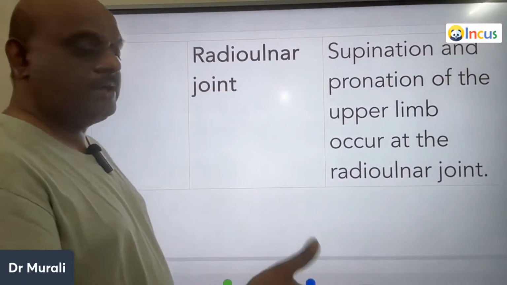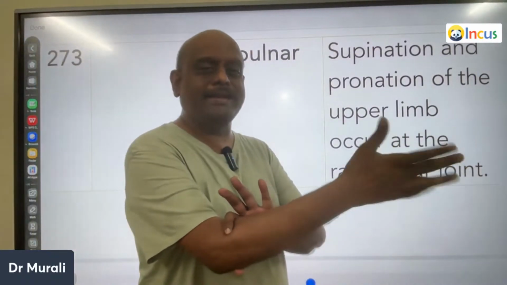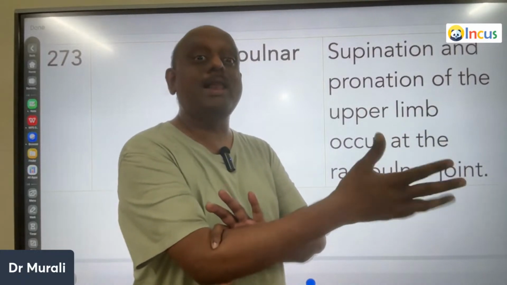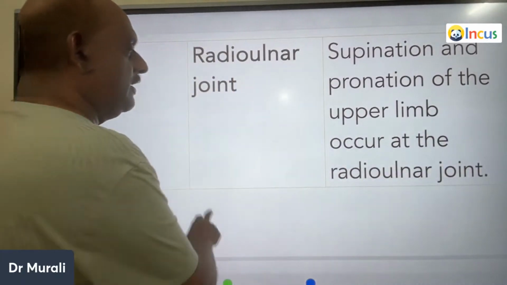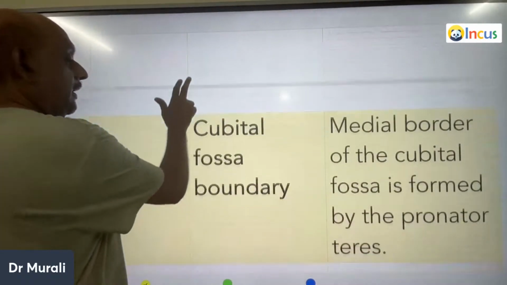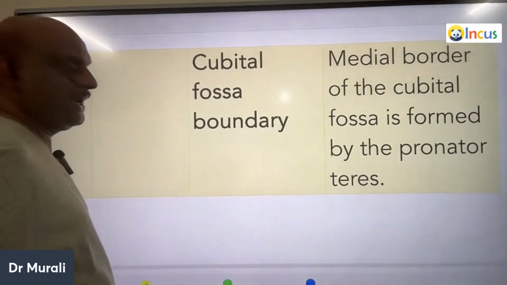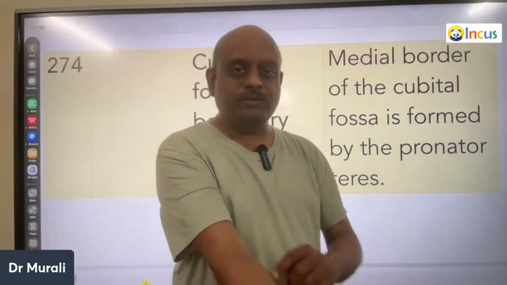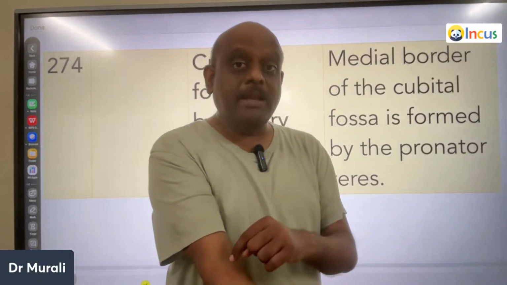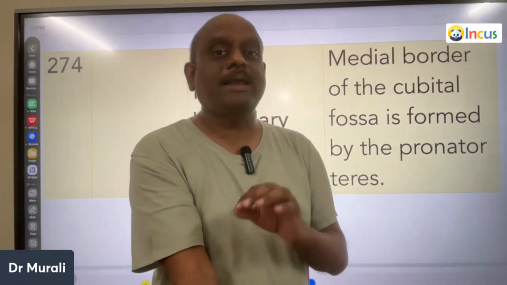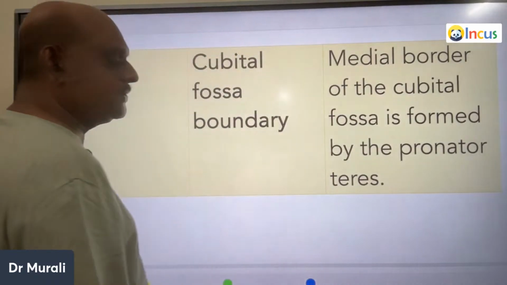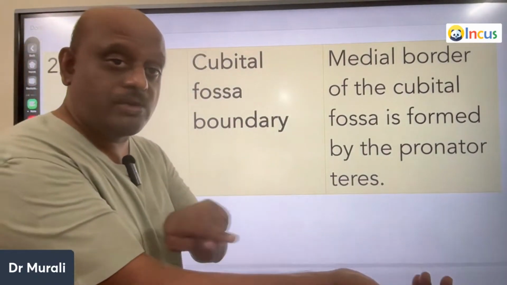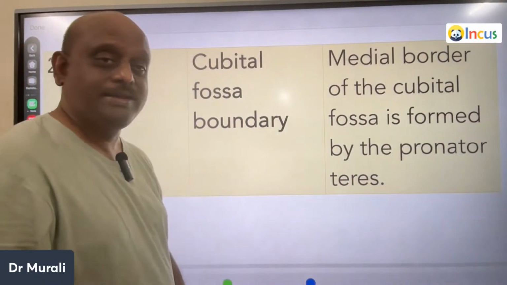Now, supination and pronation typically occur at the level of the radio-ulnar joint at the superior part of the radius, is what you have to remember. Now, the cubital fossa. The cubital fossa is very important. The medial border of the cubital fossa is formed by the pronator teres, and the median nerve passes very close to the pronator teres.